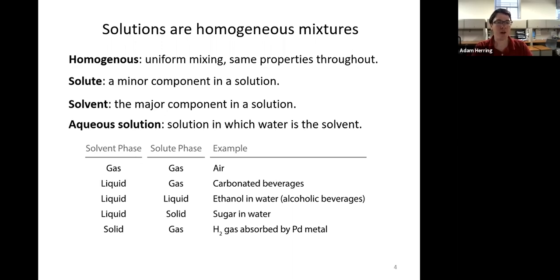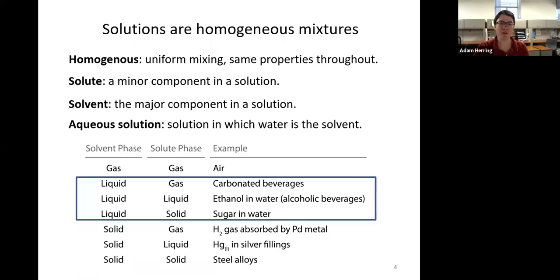A fifth type is where we could have a gas solute put into a solid solvent. And this is in the case of hydrogen gas being absorbed by palladium metal in catalytic converters. You could have a liquid solute and a solid solvent. This occurs when you take liquid mercury and put it into silver fillings. And then finally, a solid solute and solid solvent, such as in steel alloys.